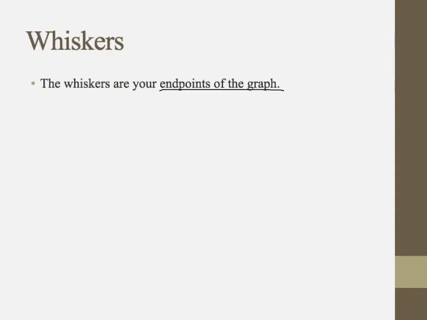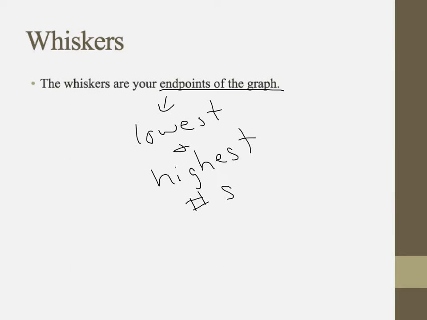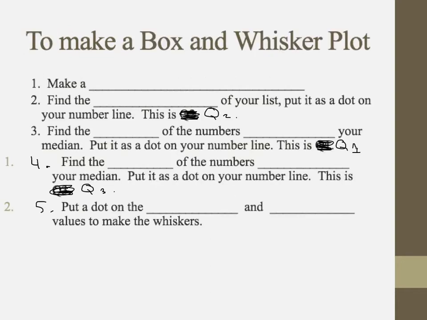The whiskers are the endpoints of the graph. So these are the lowest and the highest numbers in the list. So the endpoints are the lowest and the highest, and we call those the whiskers. Pause the video to fill in your blanks.